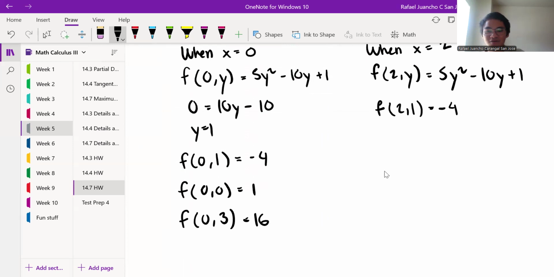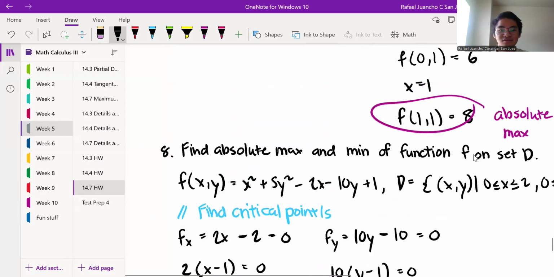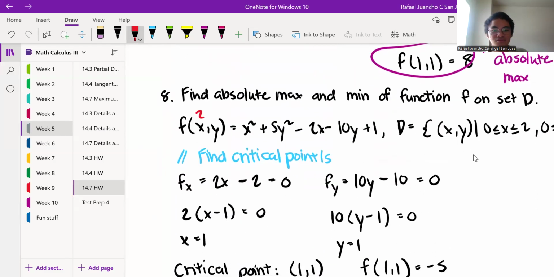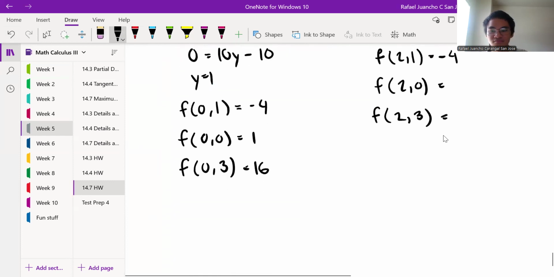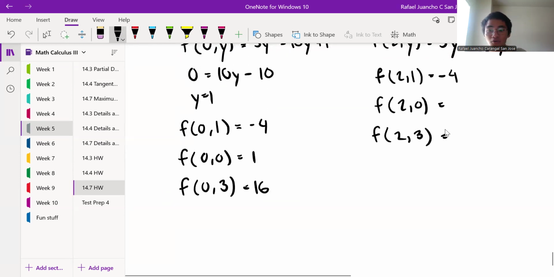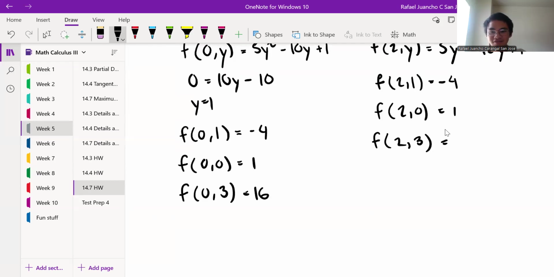Okay. Now we look at my minimum and maximum, or my endpoints, I mean. So we look at f of 2, 0. We also look at f of 2, 3. Same idea, right? So when I do that, 2, 0, 4, 4 plus nothing, minus 4, that's nothing. Okay, I got 1. So 2, 0, I got 1. Oh, so look at that. It's kind of the same thing. Negative 4, negative 4. 1, 1. Let's see if this is also 16.